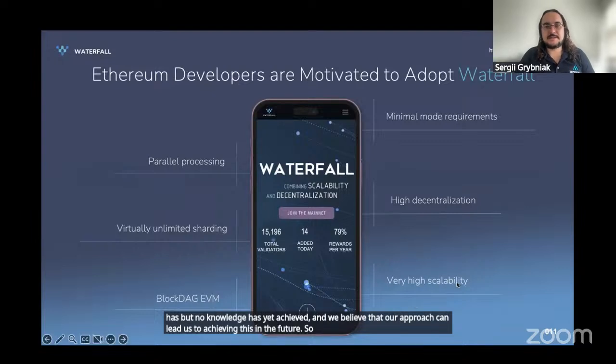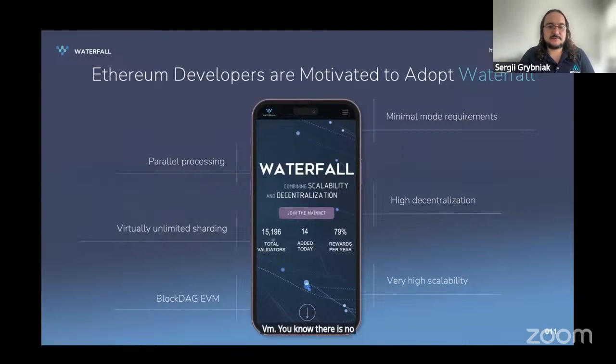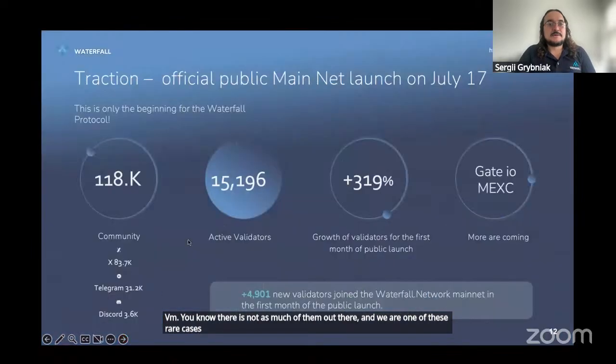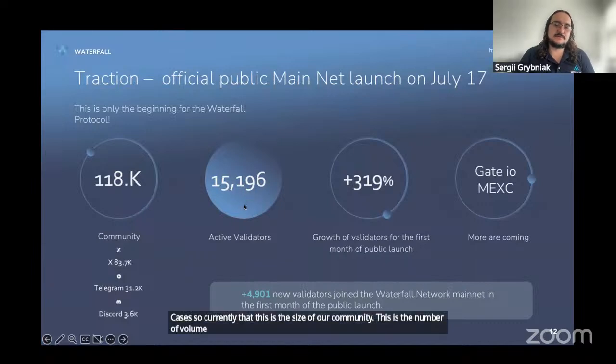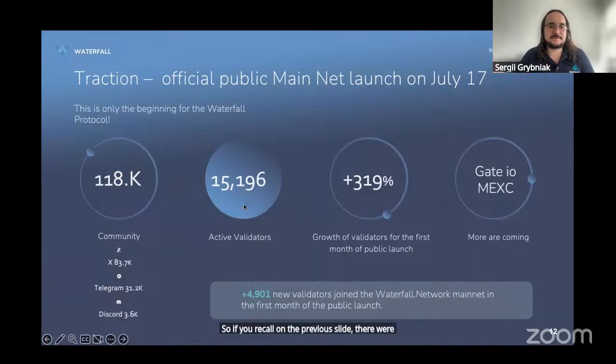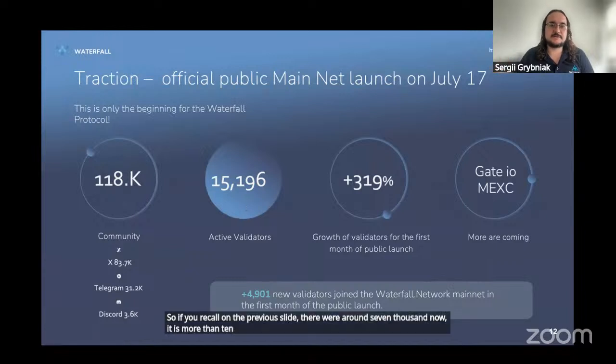So, very high scalability, I have said enough about it. And block DAG EVM: there are not as many of them out there, and we are one of these rare cases. So currently, this is the size of our community. This is the number of validators. If you recall on the previous slide, there were around 7,000. Now it is more than 15,000 and keeps growing.